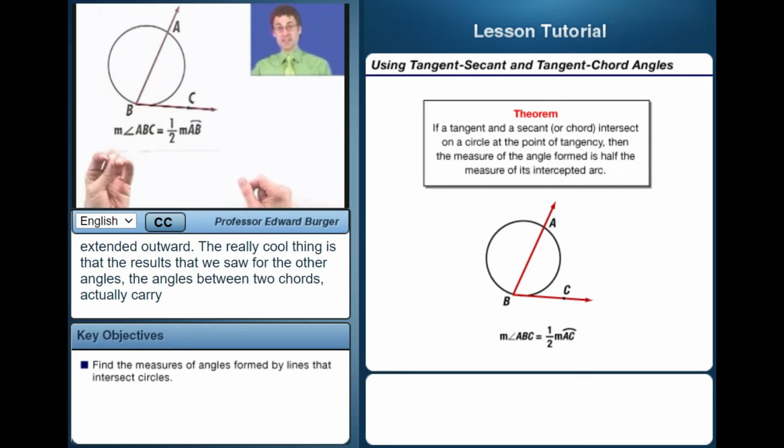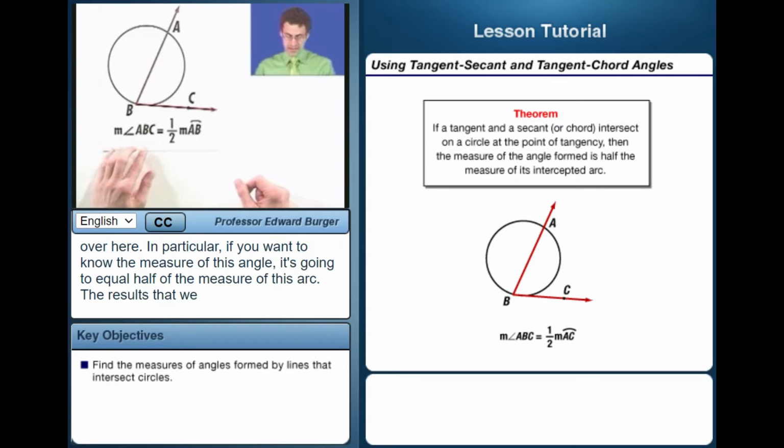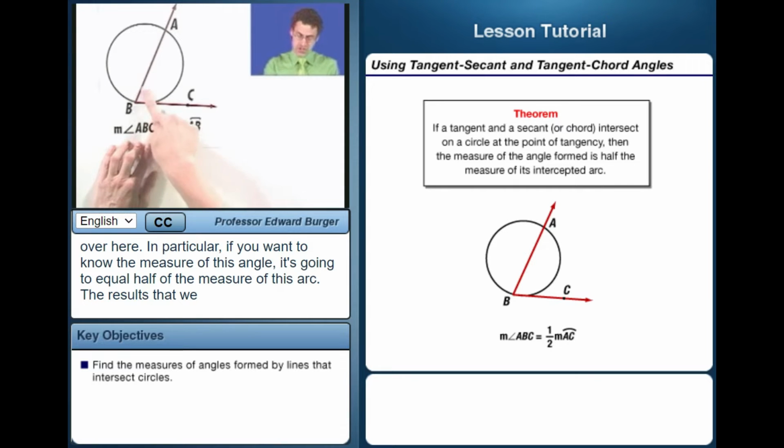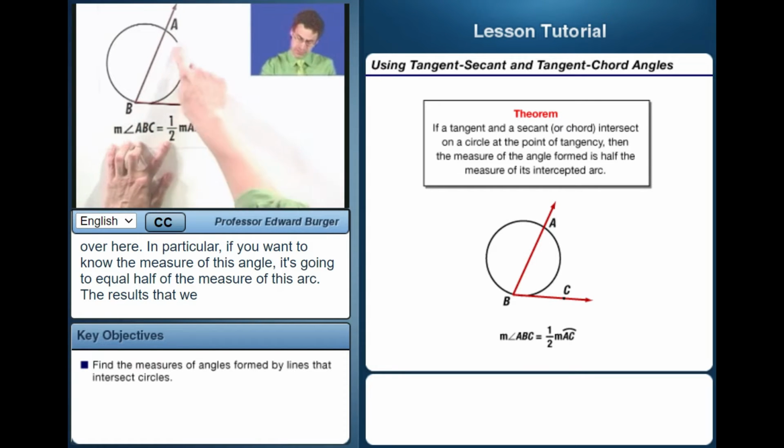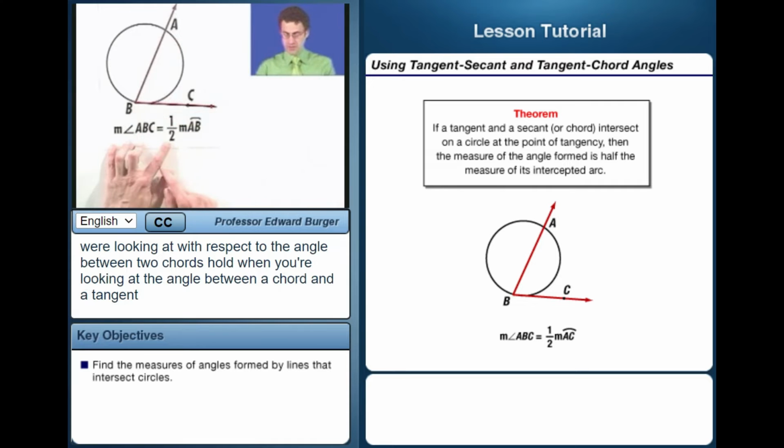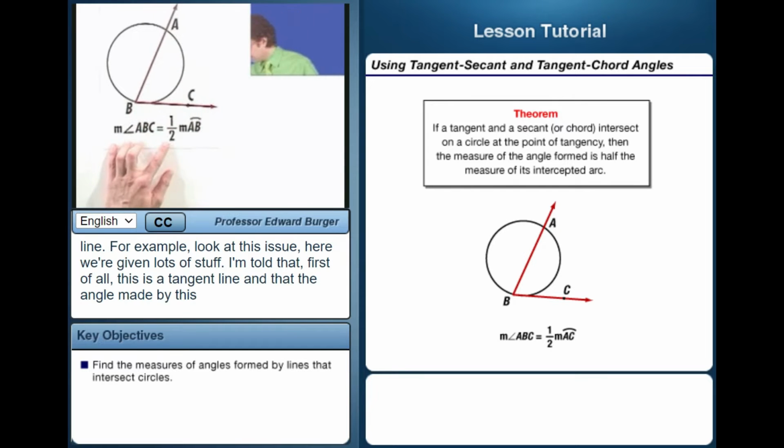The really cool thing is that the results we saw for the angles between two chords carry over here. In particular, if you want to know the measure of this angle, it's going to equal half of the measure of this arc. So the results we were looking at with respect to the angle between two chords actually hold when you're looking at the angle between a chord and a tangent line.